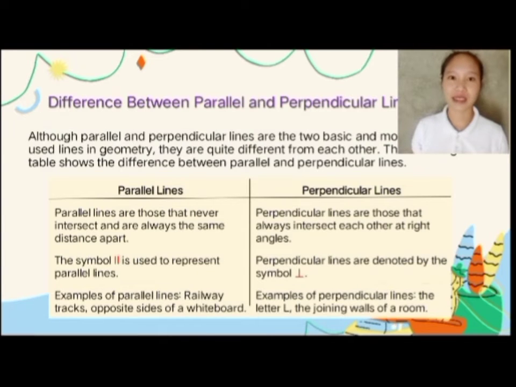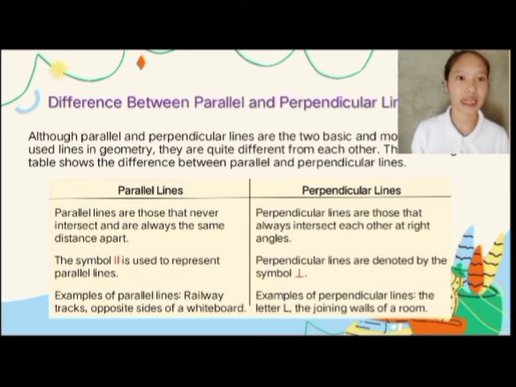I'm Jovelyn Basilisco, and now let's move forward to the difference between parallel and perpendicular lines. Although parallel and perpendicular lines are the two basic and most commonly used lines in geometry, they are quite different from each other. Parallel lines are those that never intersect and are always the same distance apart. The symbol is two lines, and examples for this are the railway track, the opposite sides of the whiteboard, and so on.